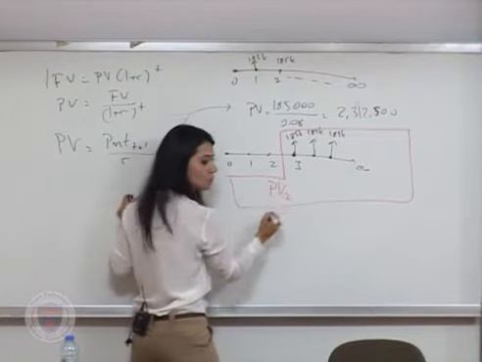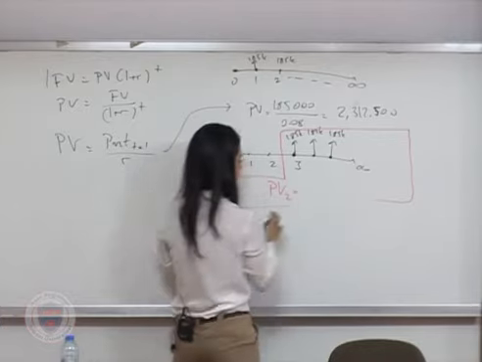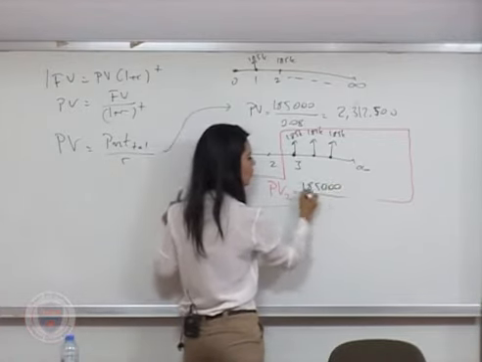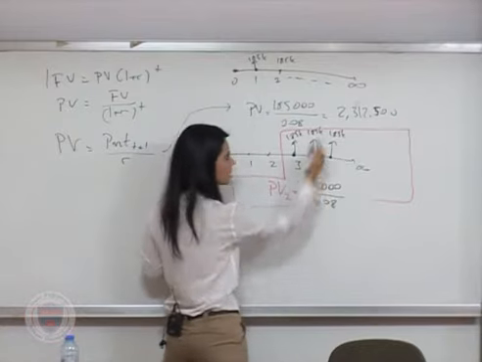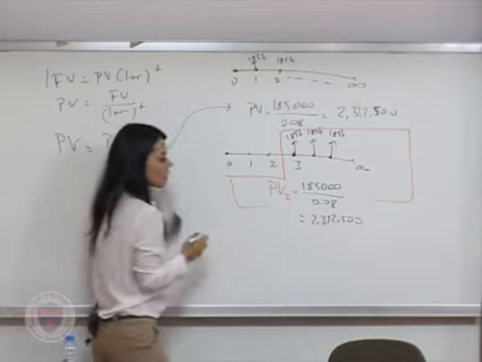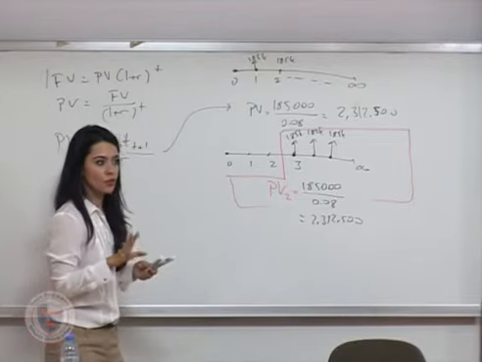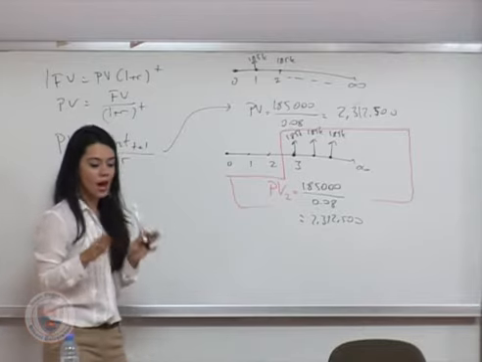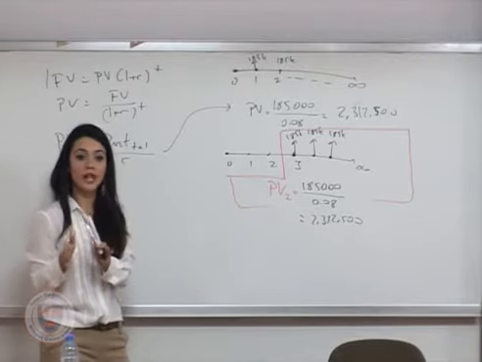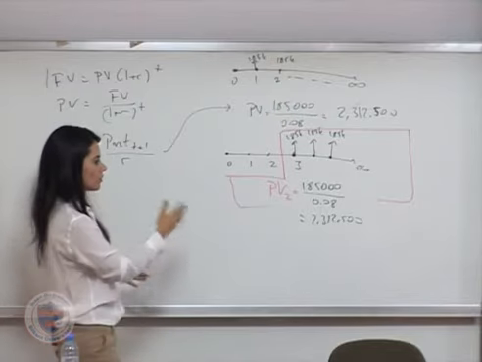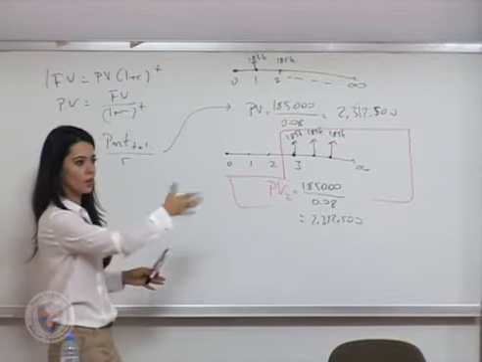So value at time 2 will be equal to $185,000 over the interest rate. So of course the answer will be the same. Okay. Am I done? No. The question asks me about the present value of it. It says how much money you should put in the bank today so that you can start taking this money from the bank from year 3 onward.